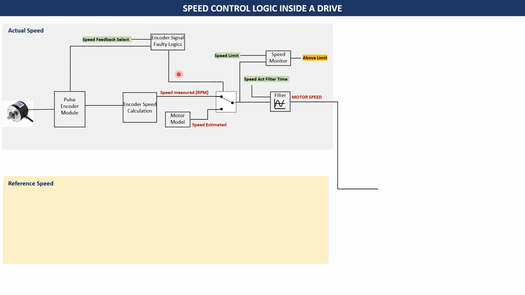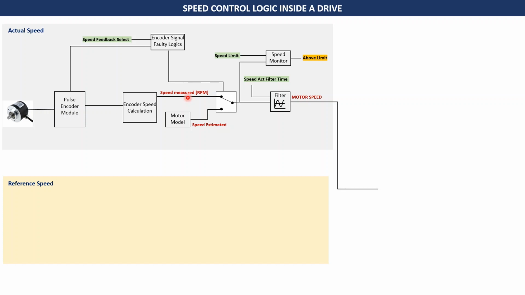So the final output is the actual speed or the motor speed parameter. Now this motor speed parameter can be read at any point of time. In case of ABB ACS 800, this parameter is parameter number 1.04, and the speed measured is parameter number 1.03. So at any point of time you want to see what is the final value at motor speed, you can go and check parameter number 1.04. Or if you want to check the value of speed coming from the encoder, you can check parameter number 1.03.